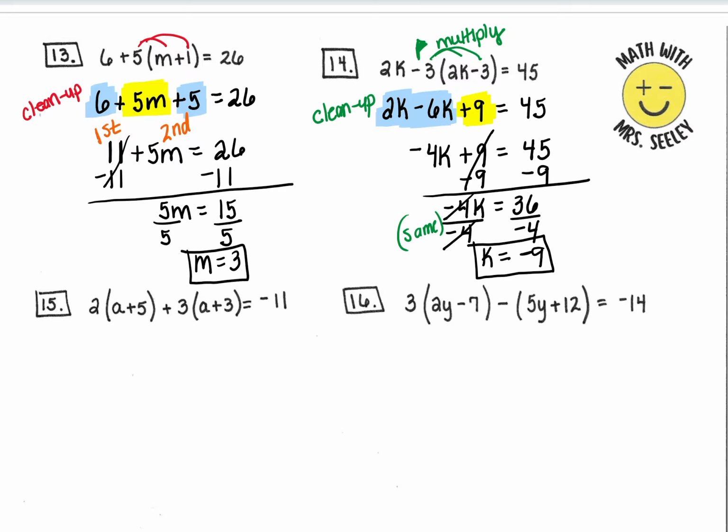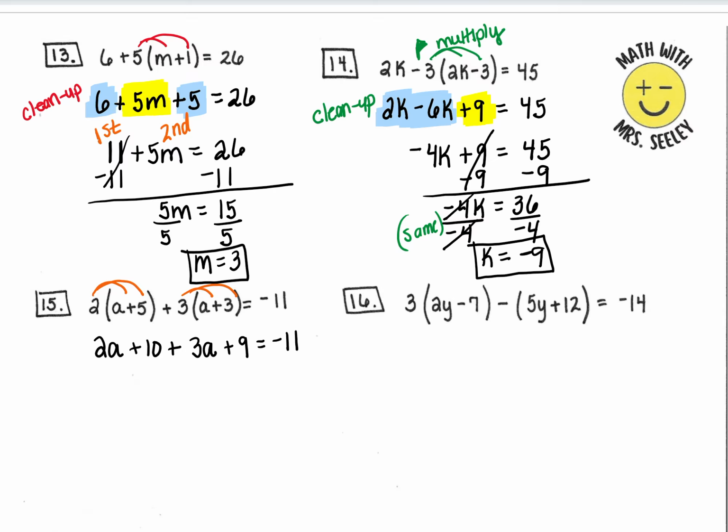Okay, we're going to distribute first. So distribute all of those. When I do that, that's 2 times A is 2A. 2 times 5 is 10, plus 3 times A is 3A, and 3 times 3 is 9, equals negative 11.